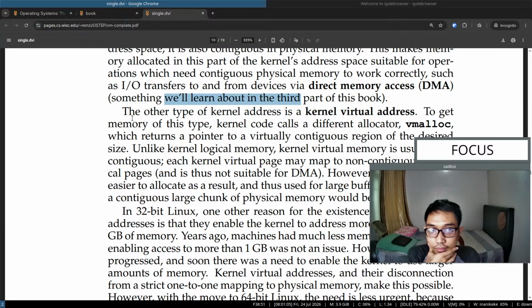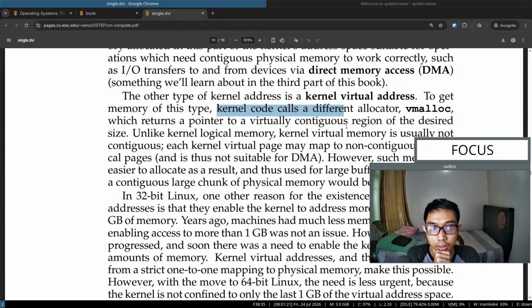The other type of kernel address is a kernel virtual address. To get memory of this type, kernel code calls a different allocator, vmalloc, which returns a pointer to a virtually contiguous region of the desired size.